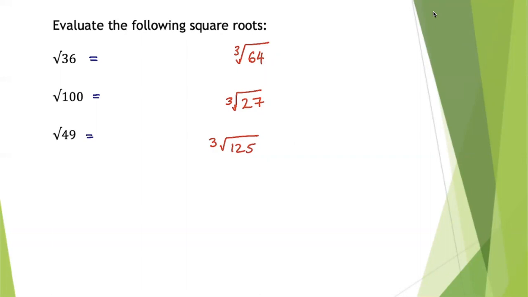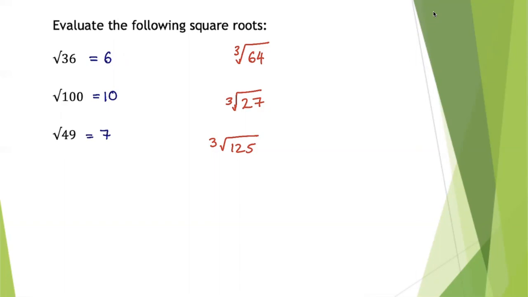Okay, so the square root of 36, well, 6 times 6 makes 36, so the square root is 6. Square root of 100, well, 10 times 10 makes 100, so that means the square root is 10. And the square root of 49 is 7, because 7 times 7 makes 49.